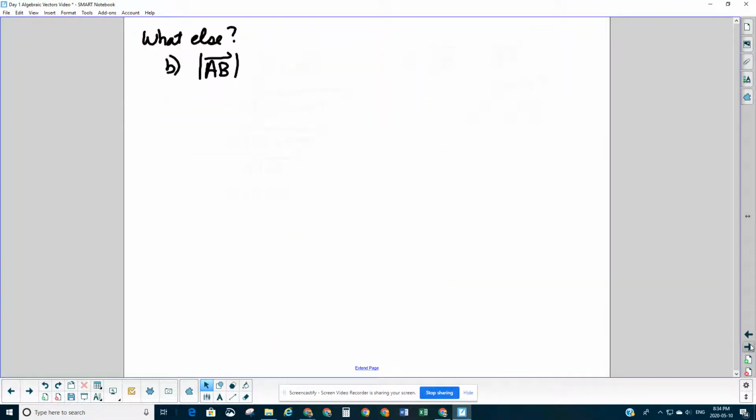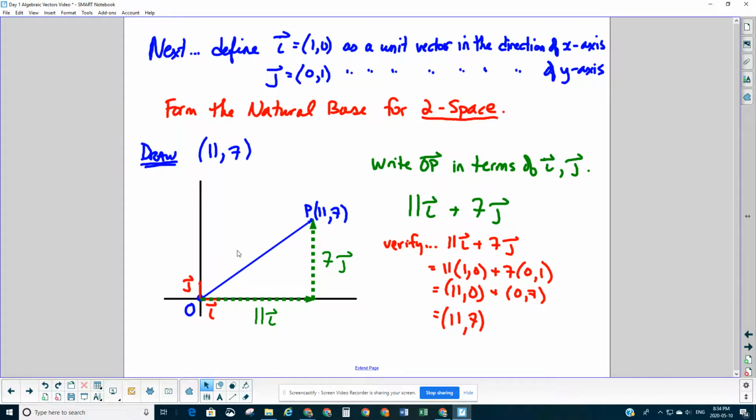Now, what else can we do? Well, we can do all sorts of the other math that we had done before. So for example, we could find the magnitude of AB. So still dealing with the same vector, but I want to know how big it is.